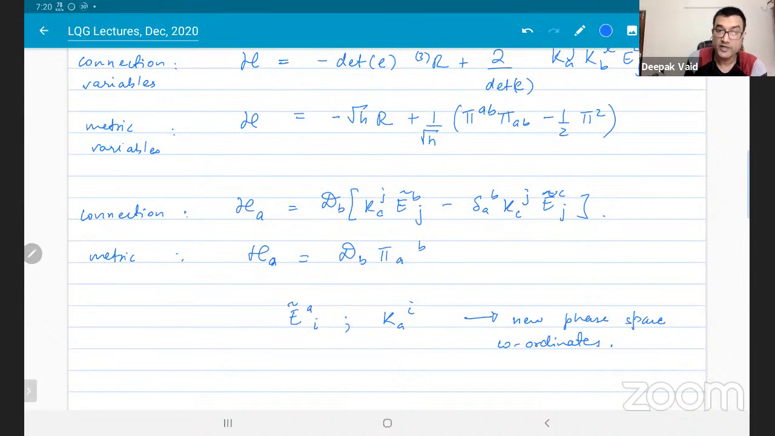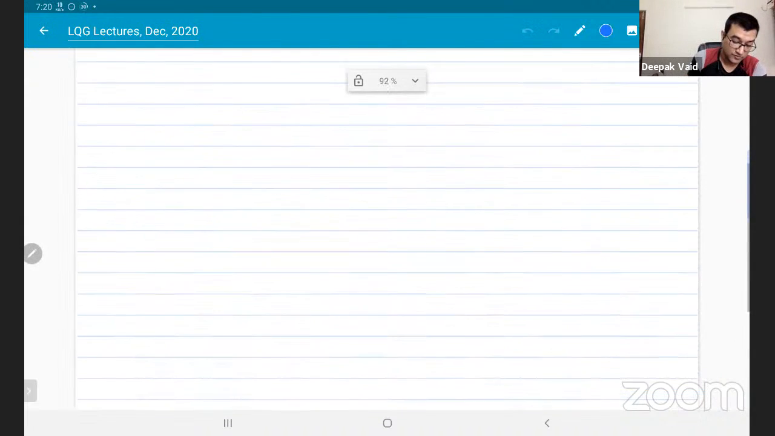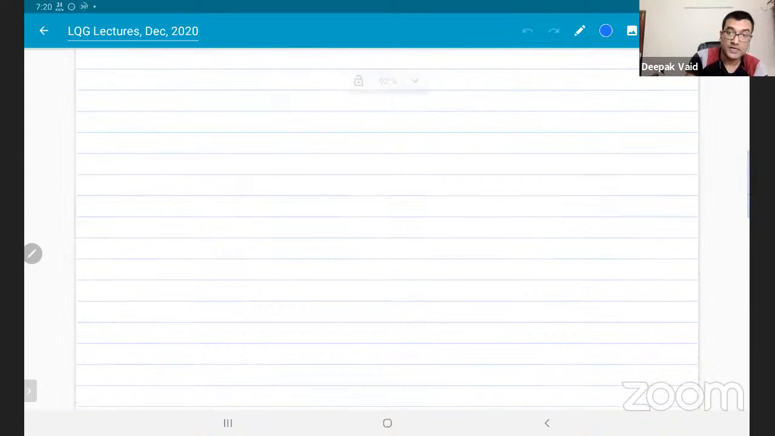Okay. And at this point, it might not seem like we have introduced any great level of simplicity compared to the metric approach, right? It just seems like a rewriting of the constraints. So what happens? What is the magic that happens when you look at these Ashtekar variables?